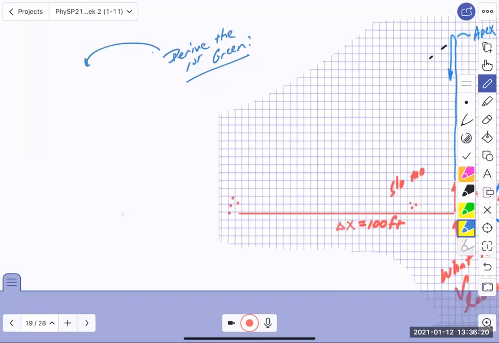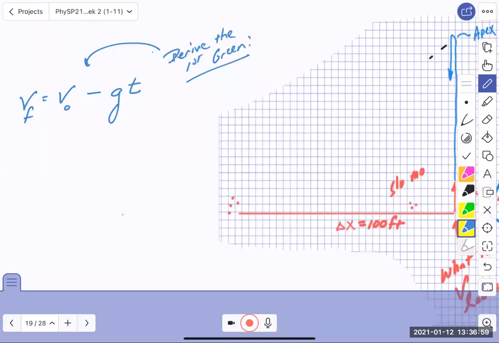So we start with V final equals V naught minus GT, in general, GT. Okay. Now what the timers are going to do is they're going to start their stopwatch when the rocket is launched. They're going to stop their stopwatch when the rocket comes back and hits the ground. Okay. So, yeah, they're going to measure tau.